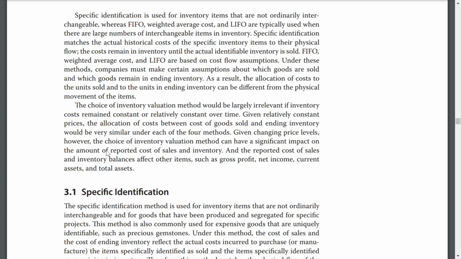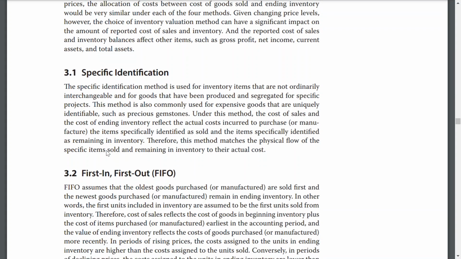The choice of inventory valuation method. Specific identification. The specific identification method is used for inventory items that are not ordinarily interchangeable and for goods that have been produced and segregated for specific projects. This method is also commonly used for expensive goods that are uniquely identifiable, such as precious gemstones. Under this method, the cost of sales and the cost of ending inventory reflect the actual costs incurred in purchasing the items specifically identified as sold and the items specifically identified as remaining in inventory.